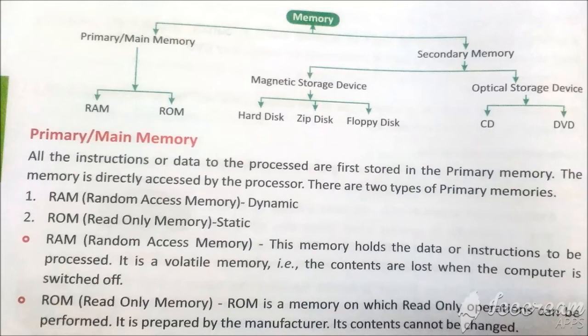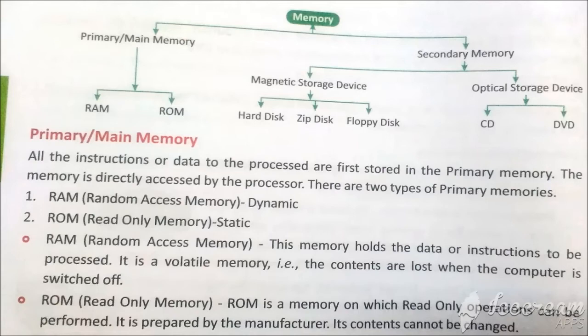That's why we are saying sometimes you have to save your data. When you are not saving your data and the computer automatically shuts down, the data will be lost. Now the next is read-only memory. The full form is read-only memory. ROM is a memory on which read-only operations can be performed. It is prepared by the manufacturer and contents cannot be changed.